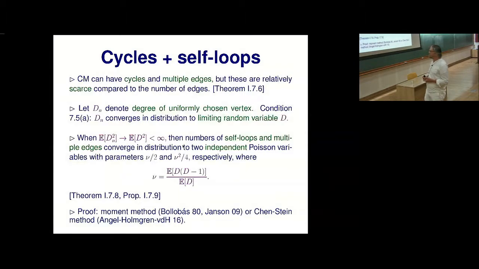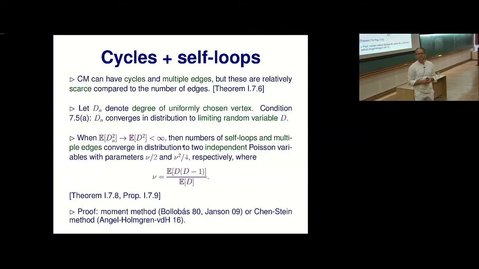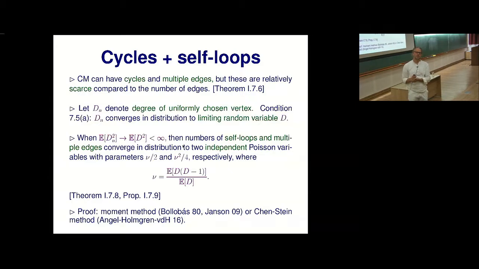I guess the theorem tells you how to do this. Take the degree distribution as it is in the generalized random graph, put that as an input in the configuration model as the degree distribution, and then condition the configuration model on being simple.